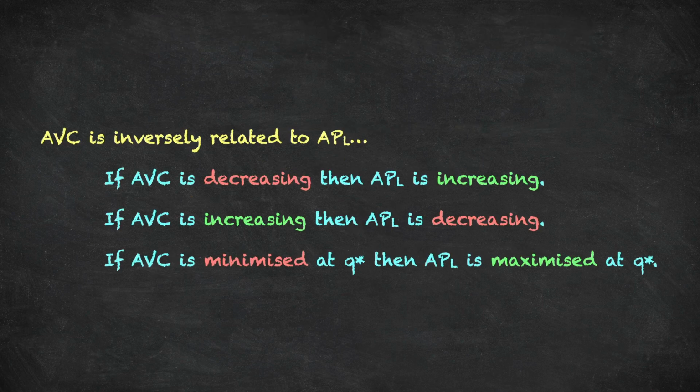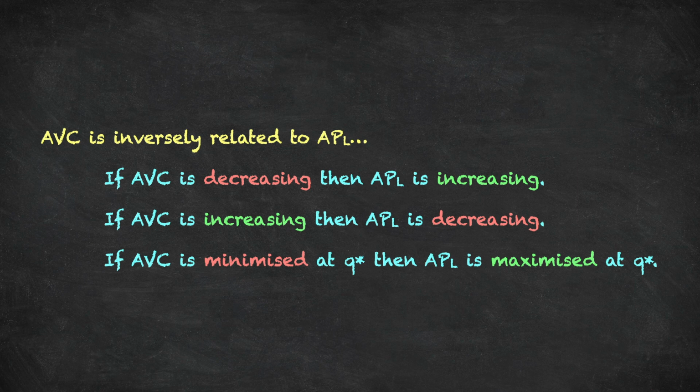This is an incredibly useful thing to know. For example, knowing that average variable cost is inversely related to average product of labour means if I know average variable cost is decreasing, then I know average product of labour is increasing, and vice versa. If I know average variable cost is increasing, then I know average product of labour is decreasing, and vice versa.